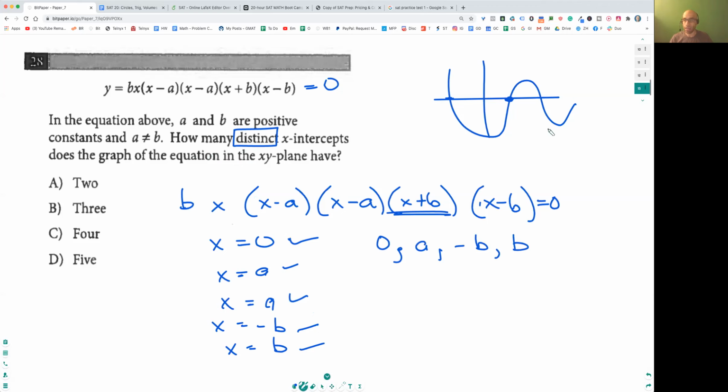Okay, let's look at another equation. Oh, how is 0 included? Because look, you've got x over here, and you can write this x as x minus 0. So be careful about it.